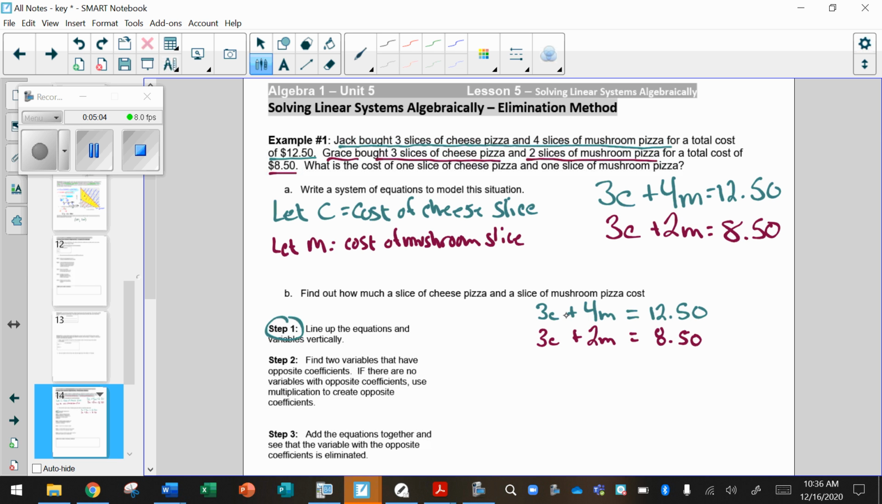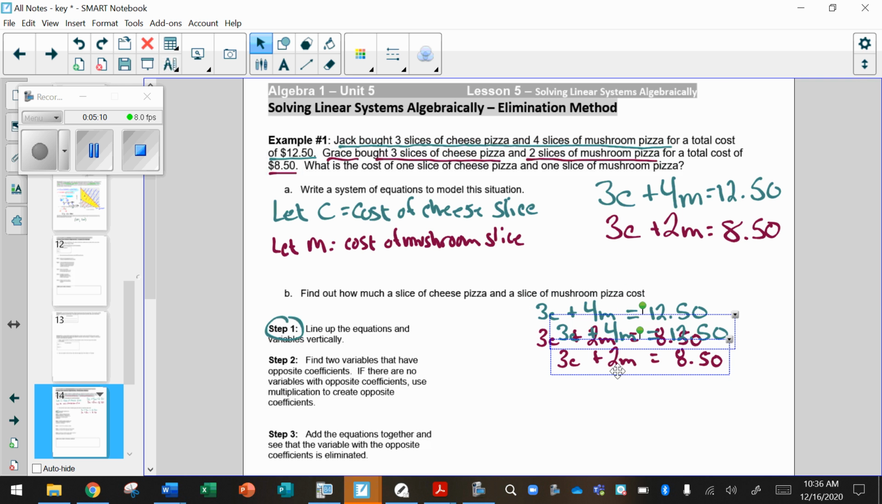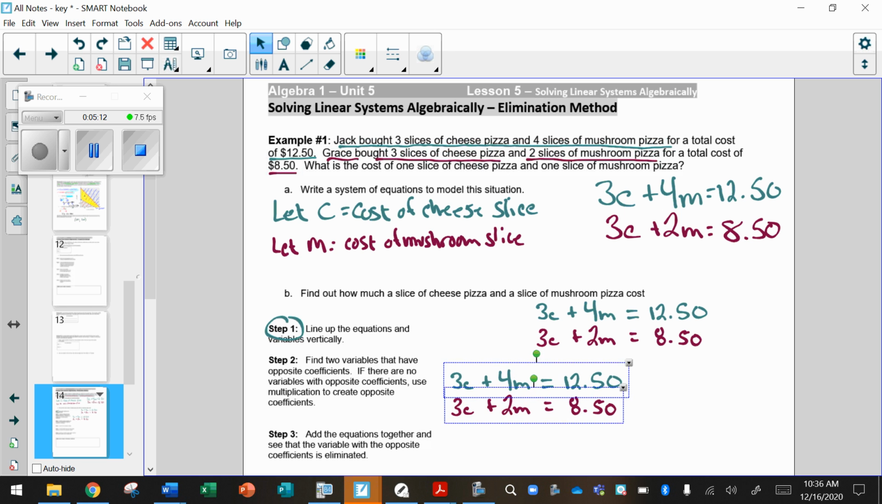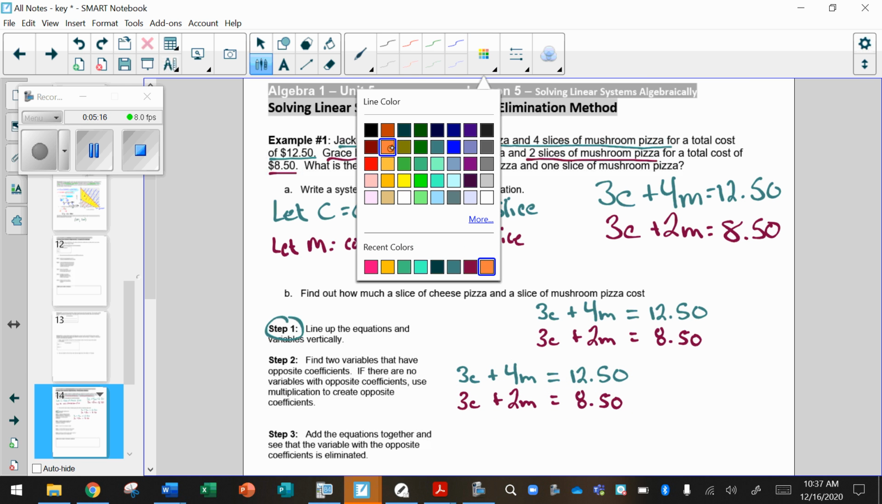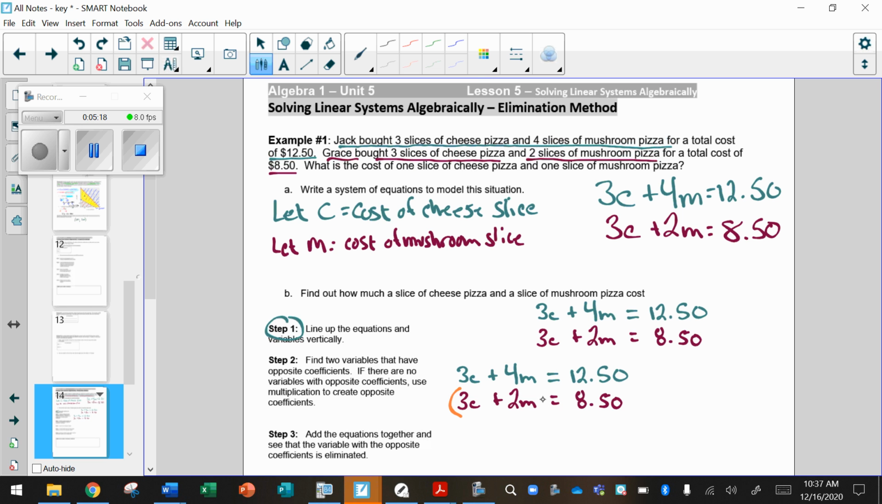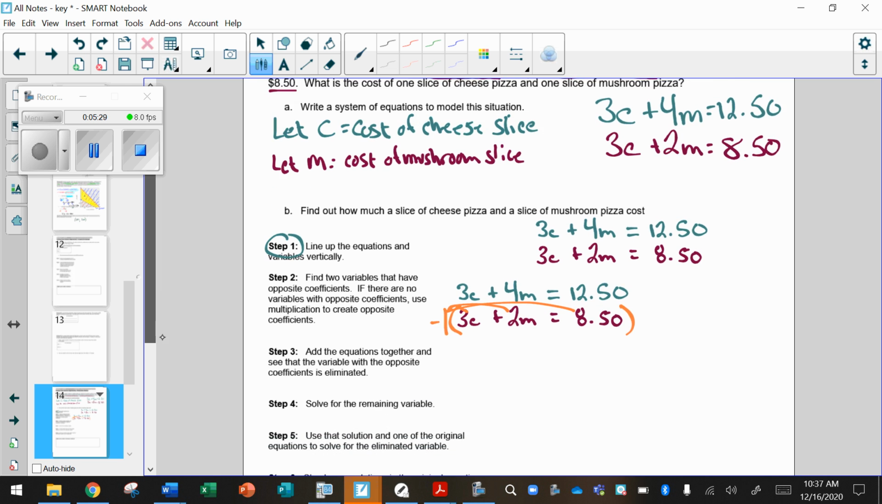So what I'm going to do, I'm going to take my two equations that I have here, and I can clone them. I am going to take the second equation and multiply it all by a negative 1. So I'm going to distribute a negative 1 to all three pieces. Then I'm going to rewrite my two equations.